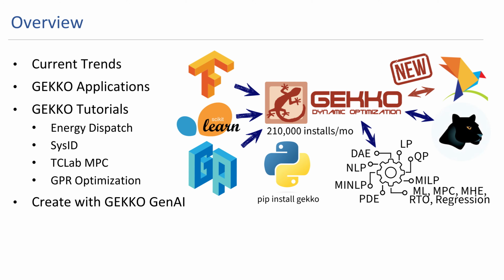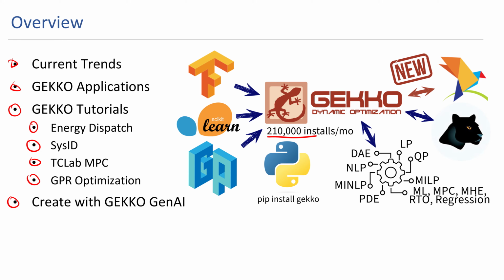So first of all, I'll cover current trends, Gekko applications, some tutorials as well. We'll do energy dispatch, system identification, temperature control lab, model predictive control, Gaussian process regression, optimization. Then we'll also create Gekko applications with generative AI. And I'll show a demonstration of that as well.